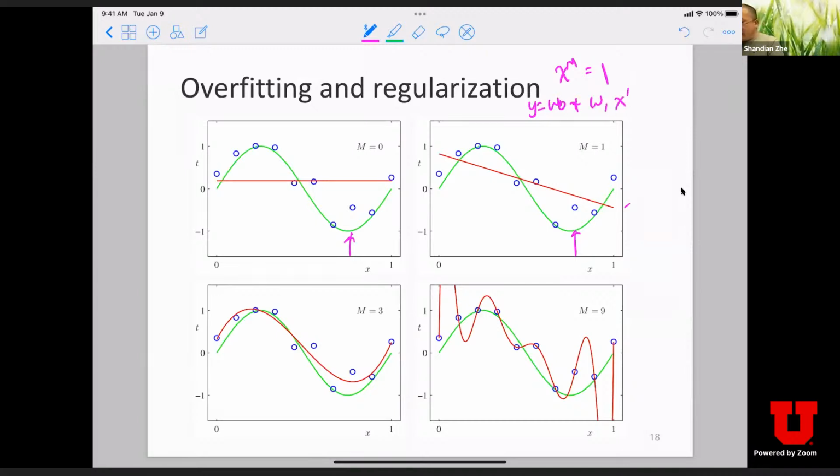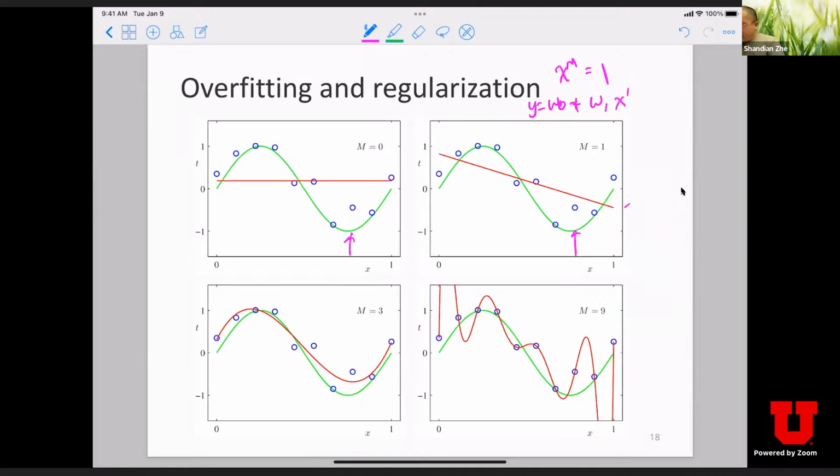Then we use m equals 3, okay? So when we estimate the model weights with maximum likelihood estimation, we can see that this red curve fits the data pretty well and is quite close to the ground truth.